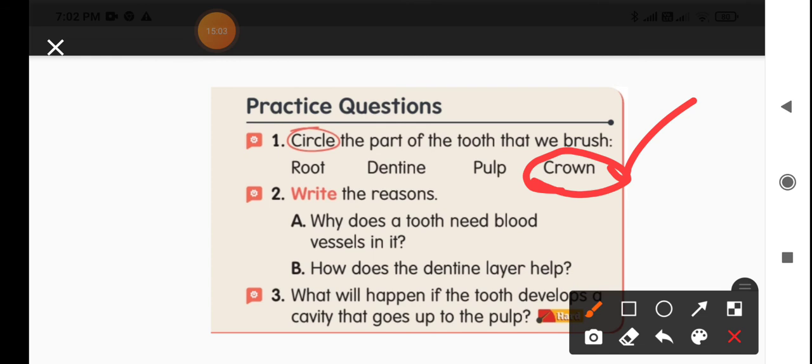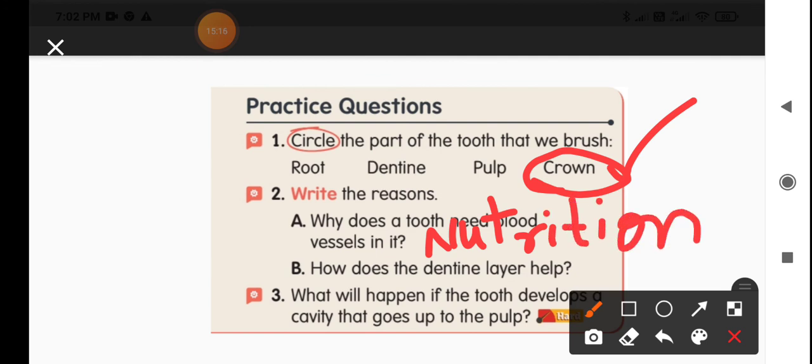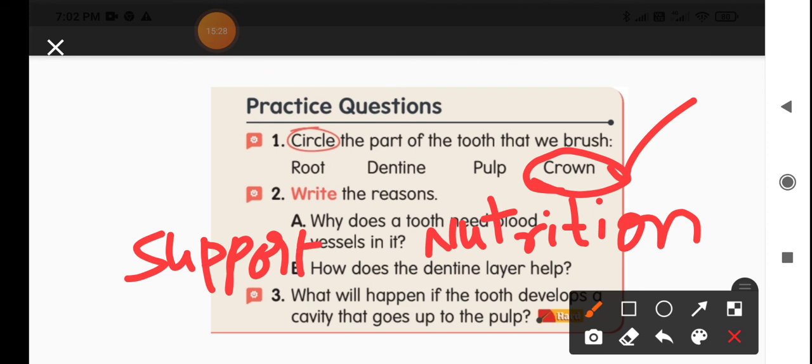Write the reasons. Why does a tooth need blood vessels in it? Because the tooth needs nutrition. Nutrition is compulsory for the teeth to be healthy. How does the dentine layer help? The dentine is giving support to the enamel.